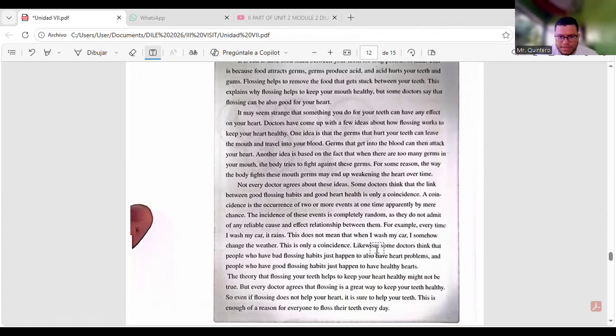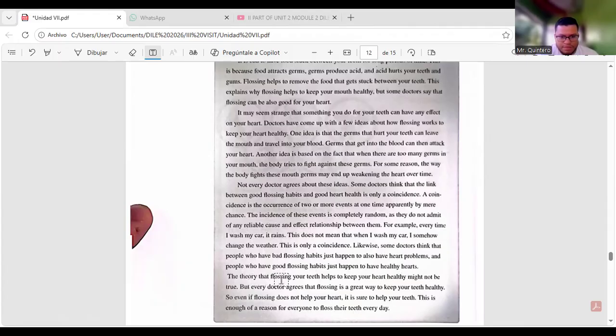Likewise, some doctors think that people who have bad flossing habits just happen to also have heart problems, and people who have good flossing habits just happen to have healthy hearts.